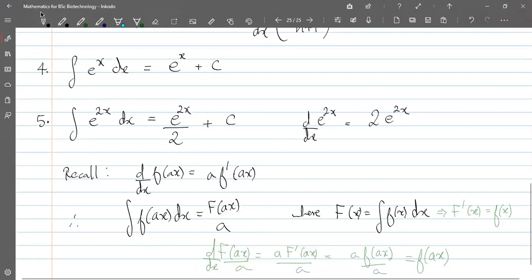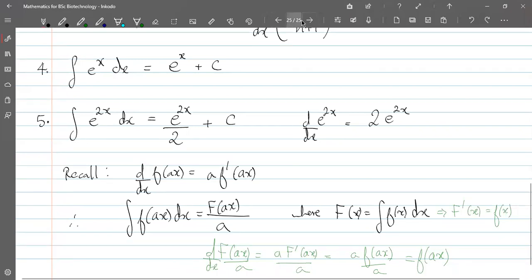So integration of f of ax dx is capital F of ax by a, where capital F of x is the antiderivative of f of x. So this is exactly the counterpart of this property. This property is a counterpart of that property, and we are obtaining it from that. I hope this is clear.